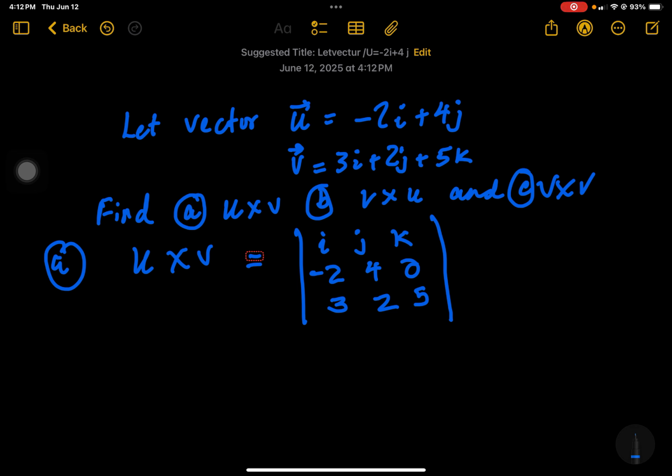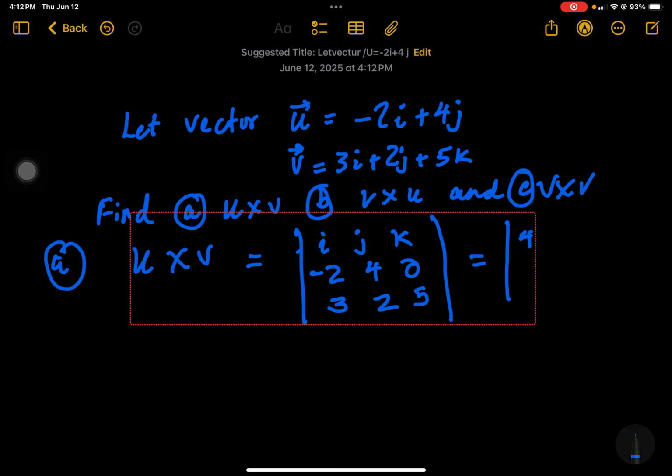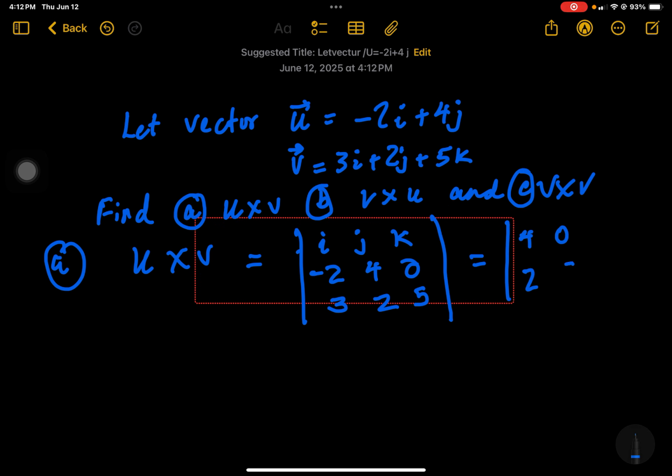So how do I find the determinant? I draw a horizontal line through i, that is I eliminate the first row, and a vertical line through i, that is I eliminate the first column. First row and first column are gone. So now I am left with the second row, second column, and third row, third column. This is the i component.